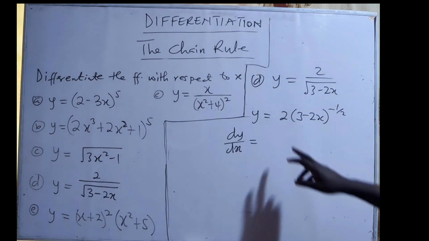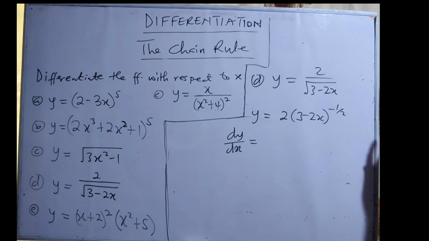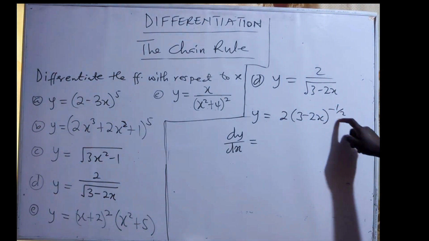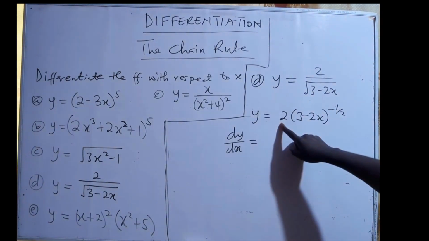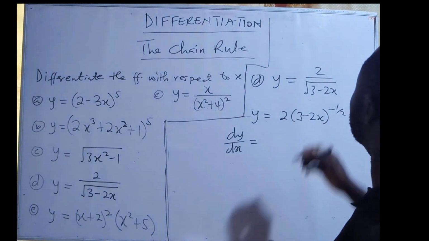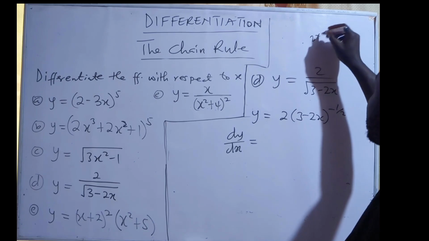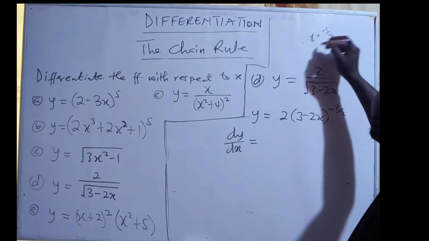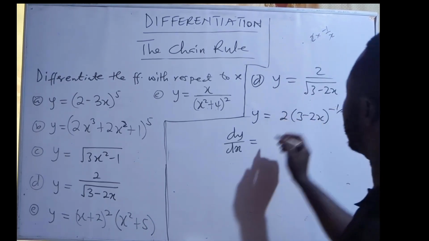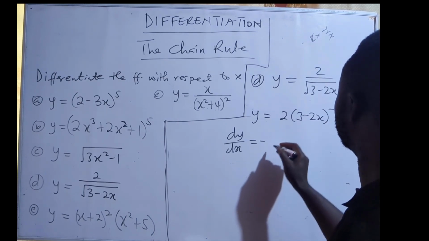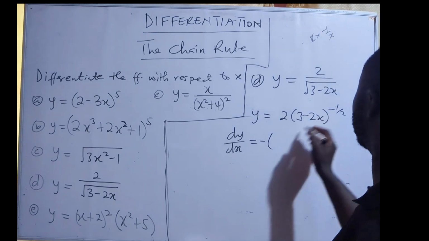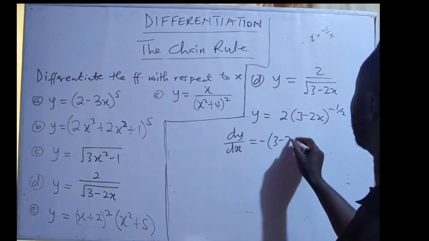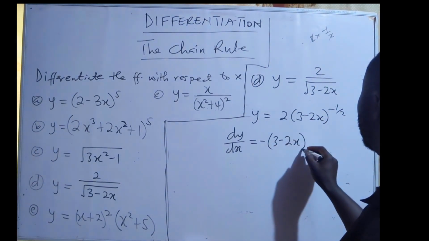Since this is a constant and it's multiplying here, we are going to take the negative 1 over 2 and multiply by it. So it will be like 2 times minus 1 over 2. So 2 will cancel 2, then we get minus negative 1, so this is minus. Then 3 minus 2x.